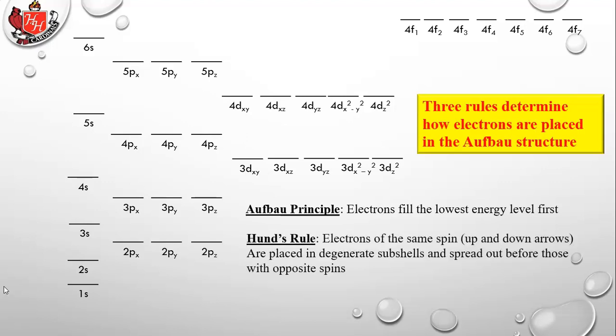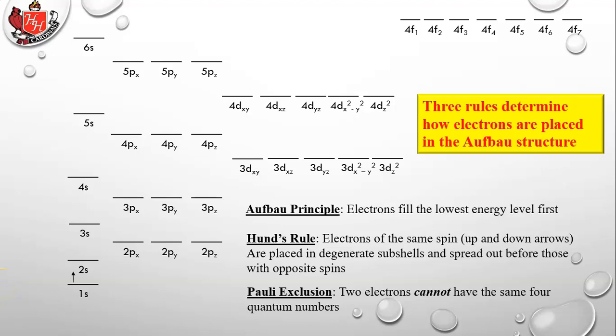Hund's rule. Hund's rule states that electrons of the same spin, up and down arrows, you're going to see what up and down arrows means in a second, are placed in degenerate subshells and spread out before those with opposite signs. You'll see what that means in a minute. Finally, Pauli exclusion, 2 electrons cannot have the same 4 quantum numbers, but what that means to us is that you can't have 2 up arrows in the same section or 2 down arrows in the same section. One has to be up, one has to be down. So let's just get into viewing that.